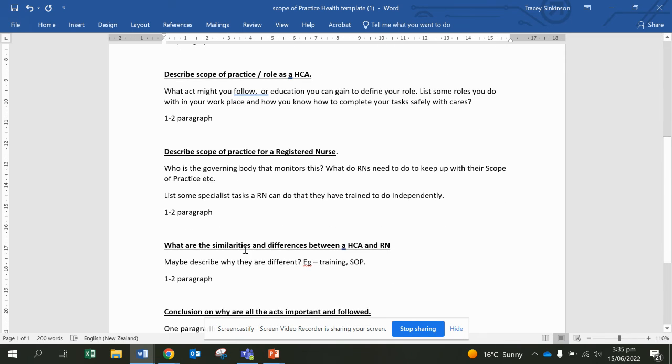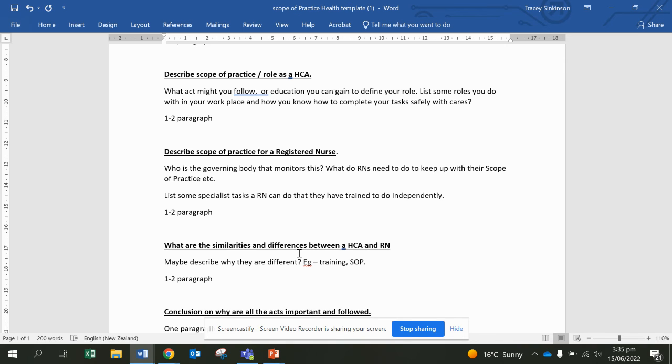All right, what are the similarities and differences between a healthcare assistant and a registered nurse? We did this in class. So what are the similarities? You both do personal cares. You could break that down and list what particular personal cares they do. You both look at emotional health and well-being. So just go through the similarities first.